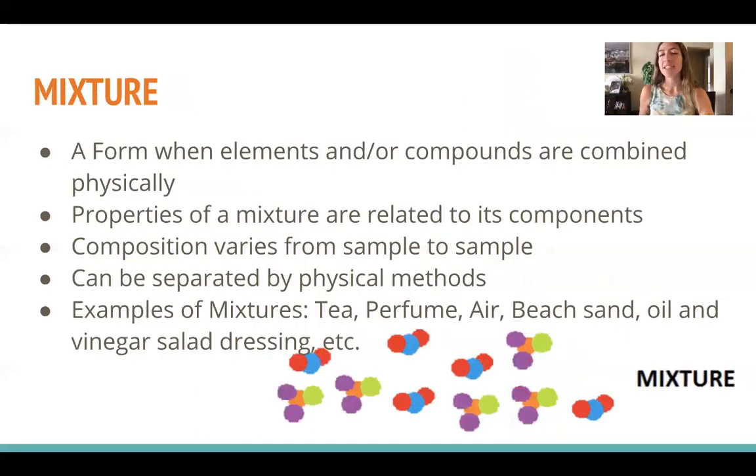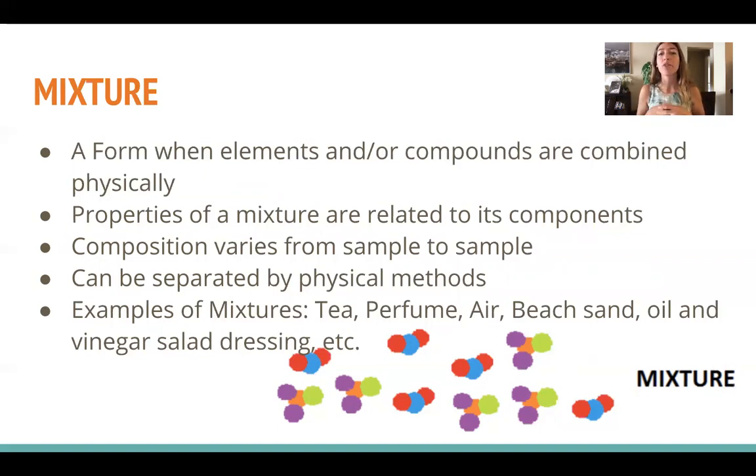Mixture. So mixture is the last one that we'll be going over today. I don't want to overwhelm with too many. We have the core 4. So a mixture forms when elements and or compounds are combined physically. So remember in the last one, I just said that compounds could only be broken down chemically. Now we're talking about a mixture, which is combined physically.